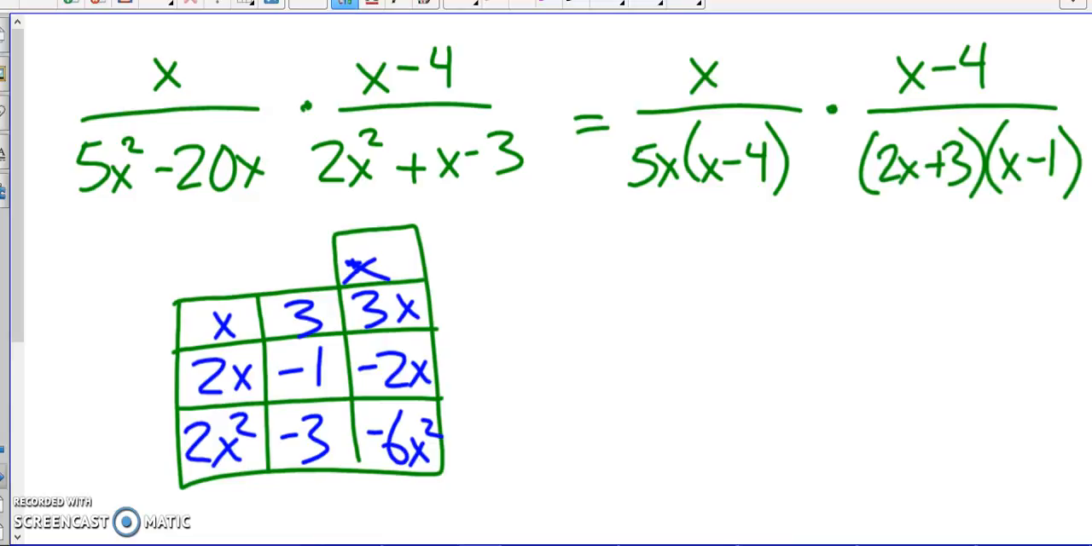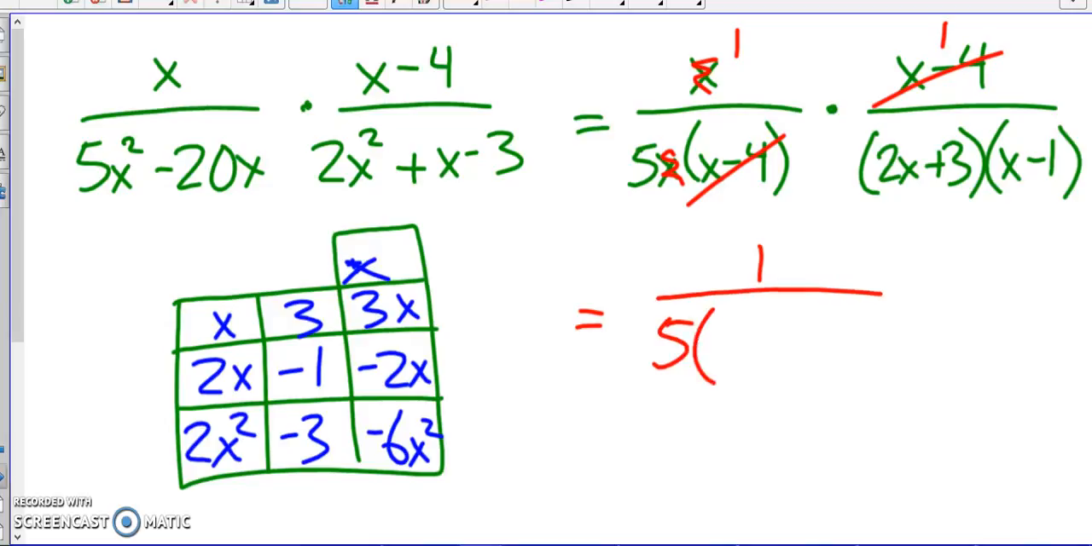Let's see what cancels. Notice I can take the x minus 4s. Those are gone. This x cancels with that x. And observe, there's a 1 left in this place, a 1 left in that place. 1 times 1 is 1, so this would be 1 over 5 times 2x plus 3 times x minus 1. And that's a perfectly good answer.